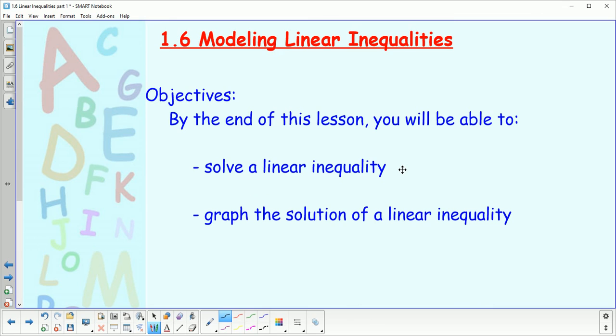Okay, so two big pieces today. We solve a linear inequality the same way we do a linear equation, by using inverse operations. Big thing there is if we divide by a negative number, we have to flip our symbol around, and then graphing the solution. Remember, open circle, there is no equal to piece. Closed circle, there is an equal to piece.